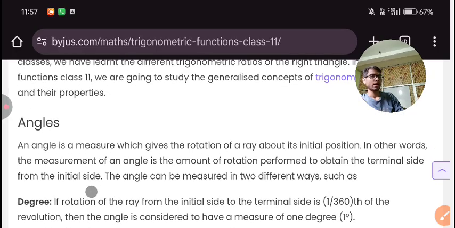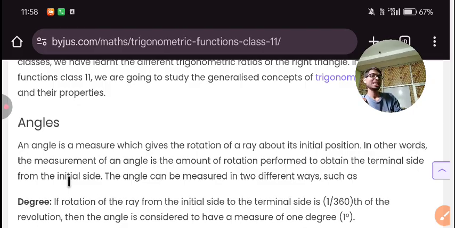What is an angle? Just rotation. The amount of rotation is the angle. We take two line segments, the first is the initial side and the second is the terminal side. When we rotate like that, this much rotation is the angle. An angle is a measure which gives the relation of a ray about its initial position.